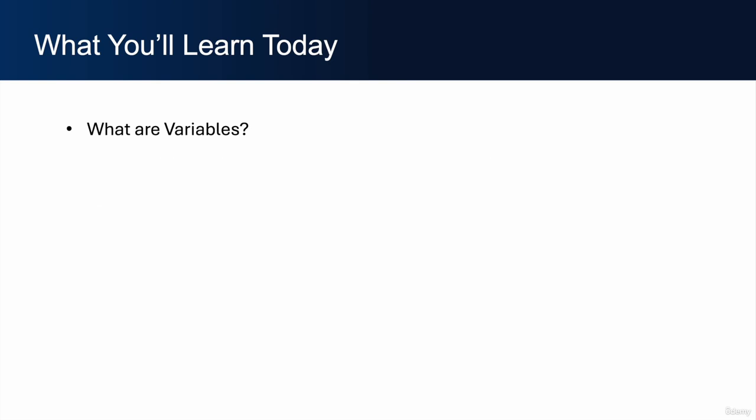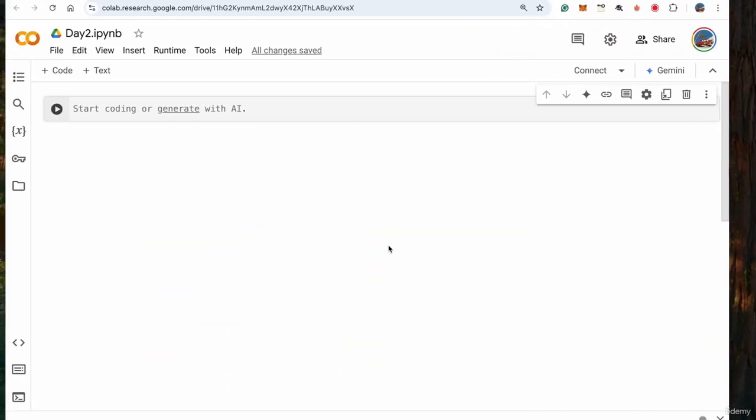So let's look at what are variables. A variable is like a container where you can store data such as names, numbers, or even calculations. Now let's look at how to do variable declaration. First, I've created a Google Colab notebook which is called day2.ipynb, and here I'm going to start coding.